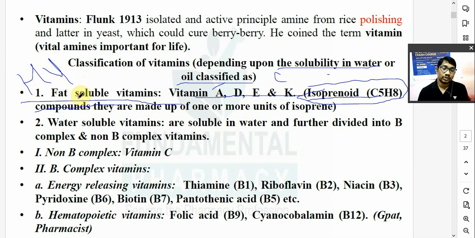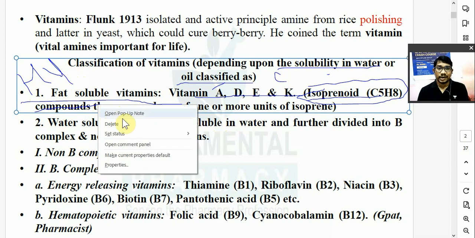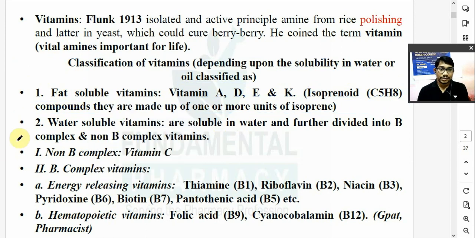That's why they can cause toxicity. So lipid soluble vitamins are A, D, E, K. Now the next class is water soluble vitamins. They are soluble in water obviously, and they are not soluble in lipids. They are further divided into two groups: B complex vitamins and non B complex vitamins. Non B complex vitamin is vitamin C.